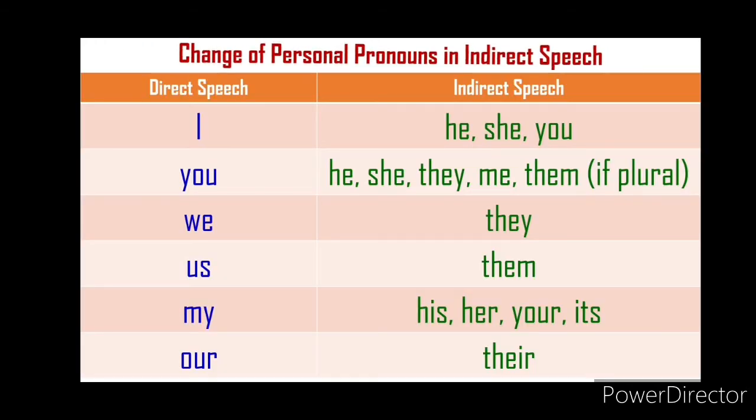Change of personal pronouns in indirect speech. I changes to he, she, or you. You, that is the second person pronoun, changes to he, she, they, me, and if it is plural, then it is changed to them. We changes to they, us changes to them, my into his, her, your, or its, our changes to their.